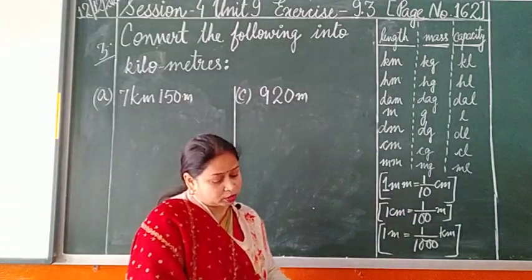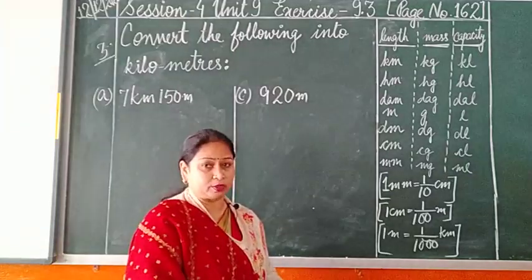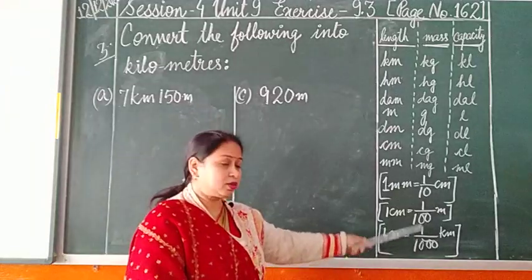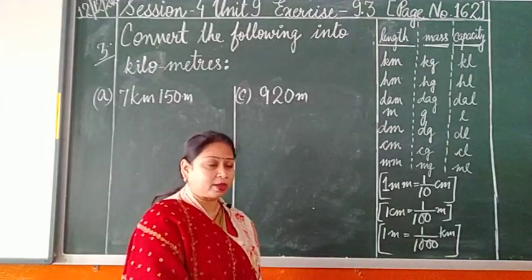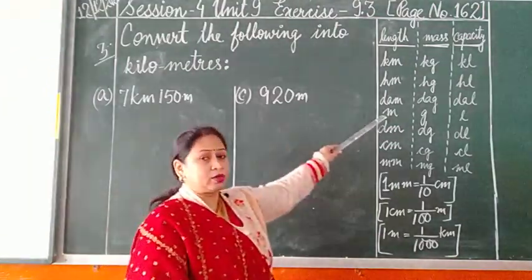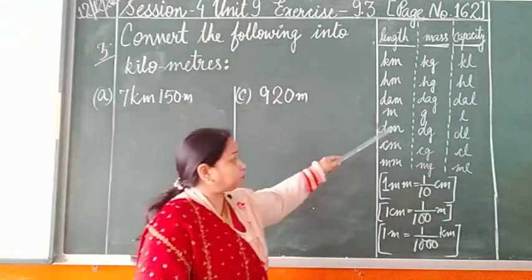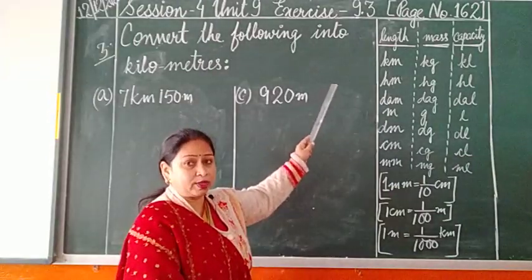Now, the third question is convert the following into kilometers. So, 1 meter equal to 1 upon 1000 kilometer. Let us check whether we are correct or not. See children, this is meter given over here and kilometer is here. How many steps you are moving up?